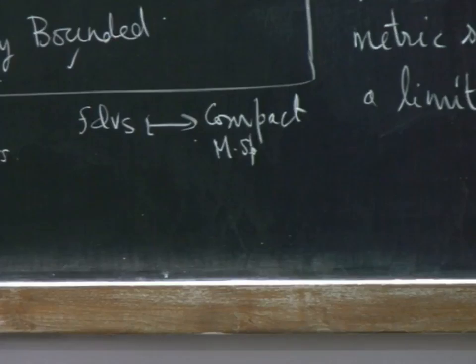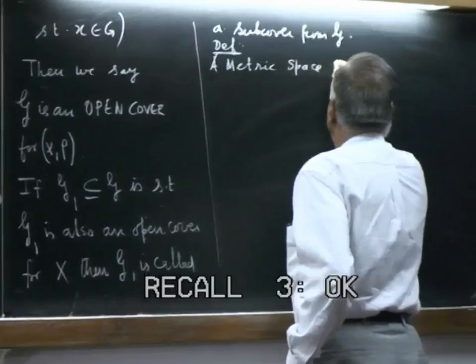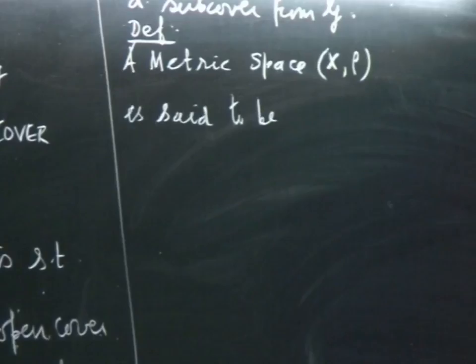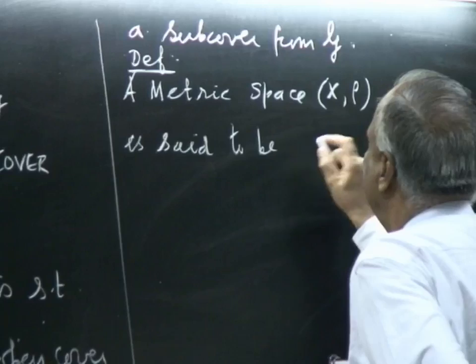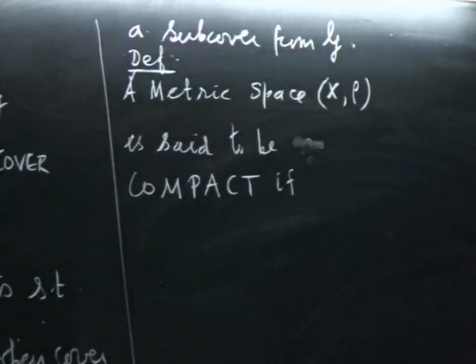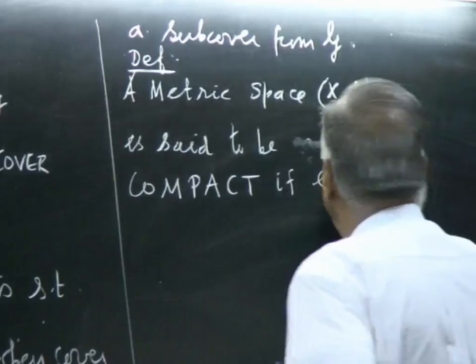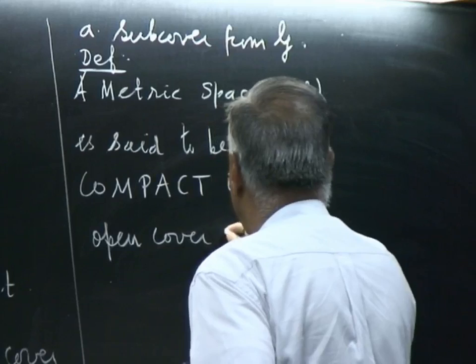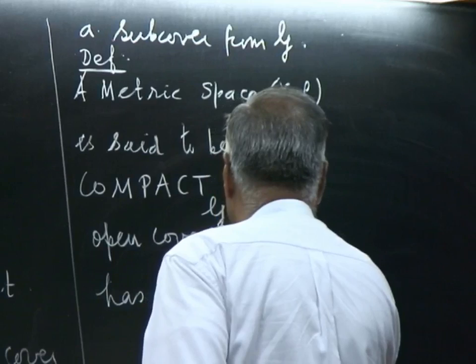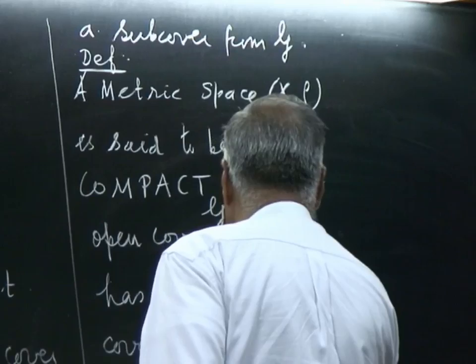A metric space (X, rho) is said to be compact, I just write it like that, if whatever open cover you give, there is a finite sub cover. That is what is meant by compactness.